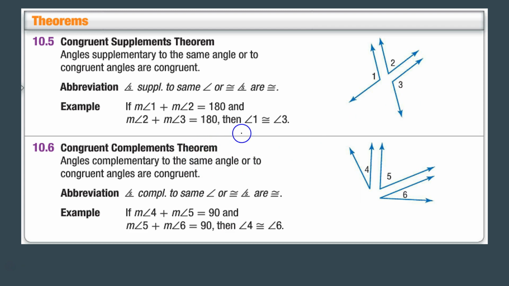Think about this one like the transitive property again. What they have in common is the angle 2, and it goes away. Then we have the congruent complements theorem. Angles complementary to the same angle or two congruent angles are congruent. If we have the measure of angle 4 plus the measure of angle 5 equal 90 degrees, and angle 5 plus angle 6 equal 90 degrees as well, then we know angle 4 and angle 6 are congruent. The angle 5, it goes away.